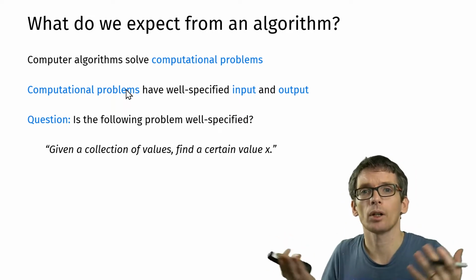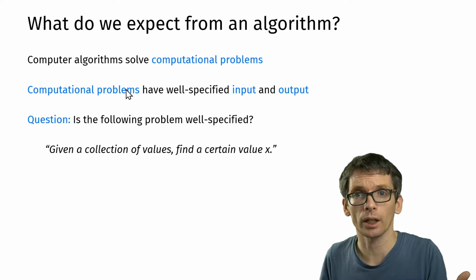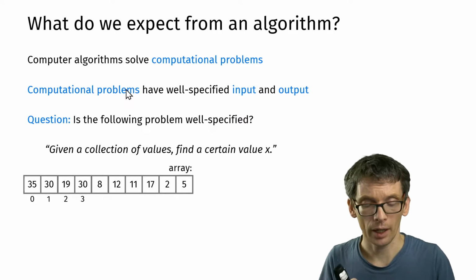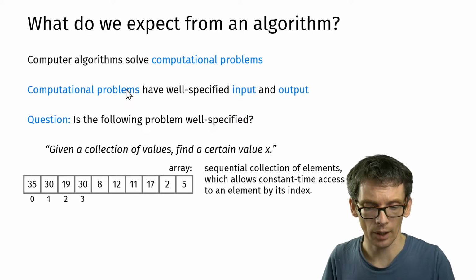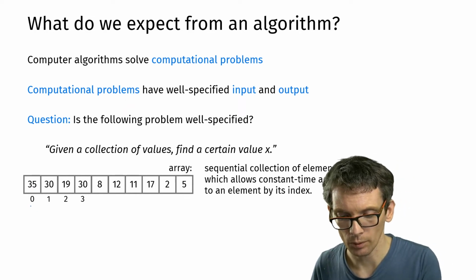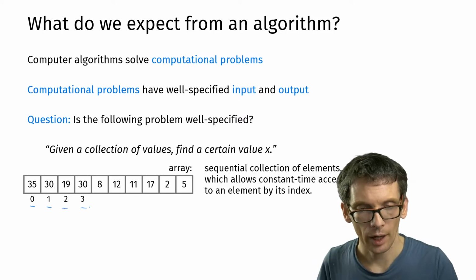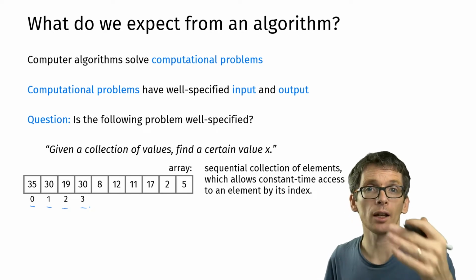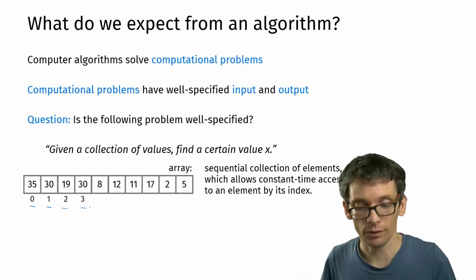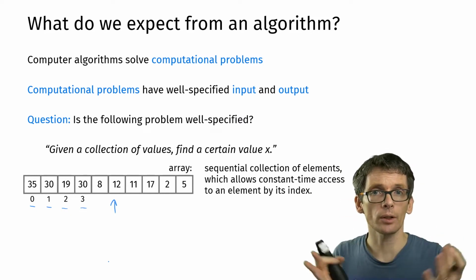So in terms of the input, a collection of values, okay, you might also ask what kind of values, but first of all, the question is also what kind of collection. A common way to store data would be in an array. So here you see an array. What is an array? It's a sequential collection of elements. So we have these elements in sequence, so we can count them 0, 1, 2, 3. They're stored in such a way that we have constant time access to an element via its index. So if you tell me I would like to have the element with index 5, then in constant time your array can tell you that's 12. Okay, so that's a way to store data.